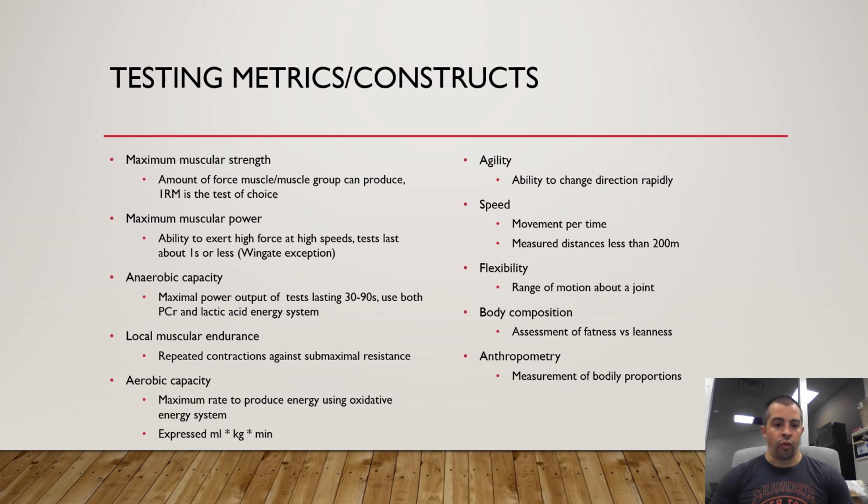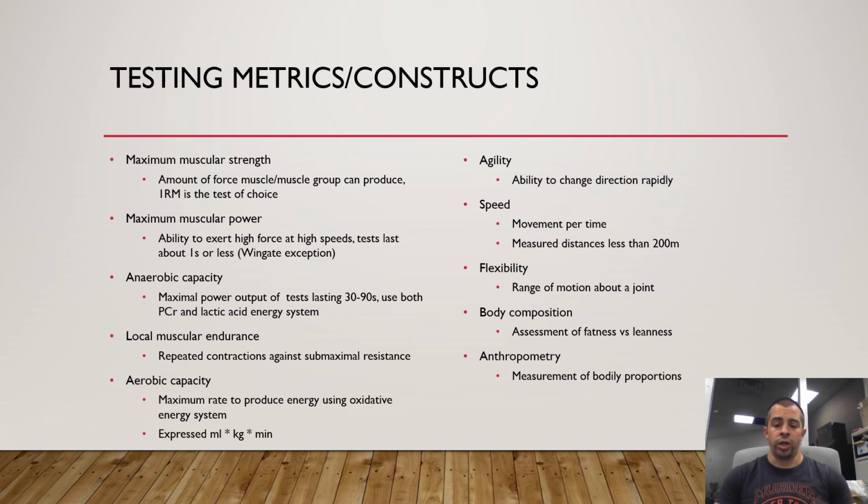And then for aerobic capacity, typically we're looking at the maximum rate to produce energy using the oxidative energy system. So here, typically VO2 max is what we're looking at, and there's all sorts of tests for this, like the graded exercise test, or the PACER beep test, the Ebbeling walking test. So there's many tests for that.